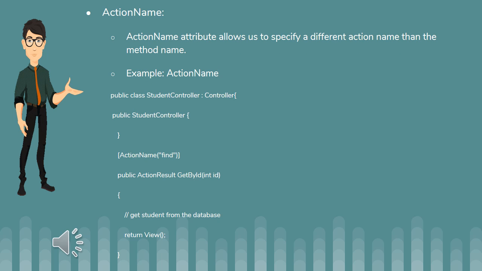ActionName. The ActionName attribute allows us to specify a different action name than the method name. Consider the following example. In the above example, we have applied the ActionName("find") attribute to the GetById action method. So now, the action name is Find instead of GetById. This action method will be invoked on a localhost/student/find request instead of a localhost/student/getbyid request.